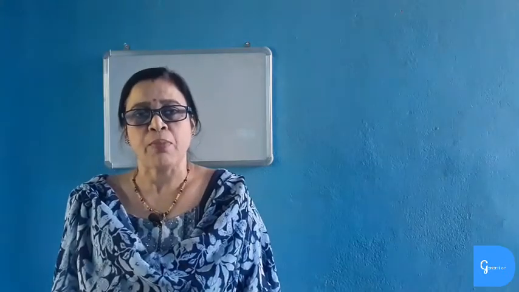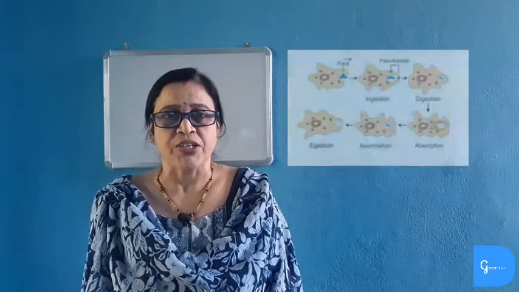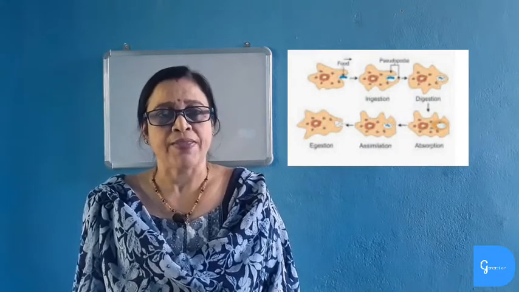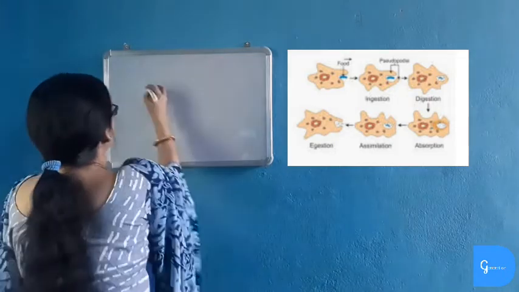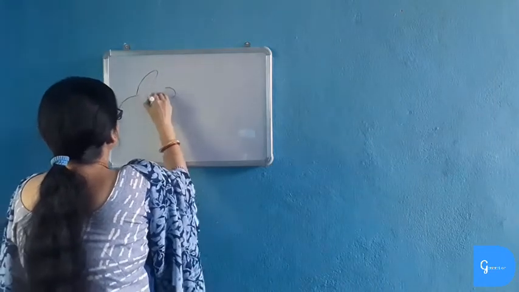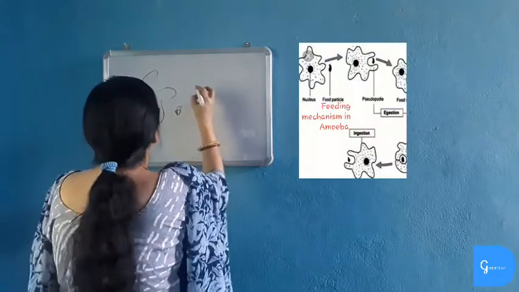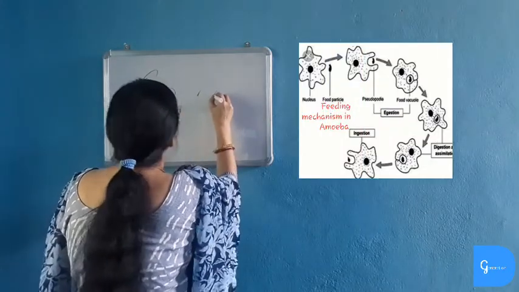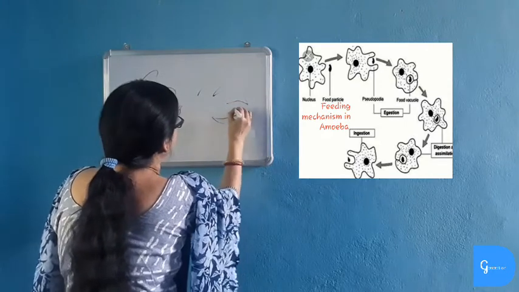Now we will study nutrition in amoeba. Amoeba undergoes holozoic mode of nutrition. It is a unicellular animal, and the engulfing or ingestion of food is known as phagocytosis. When amoeba comes across food particles, what happens? It produces finger-like projections around the food particles. These are called pseudopodia. Now the finger-like projections which are produced engulf the food particle.